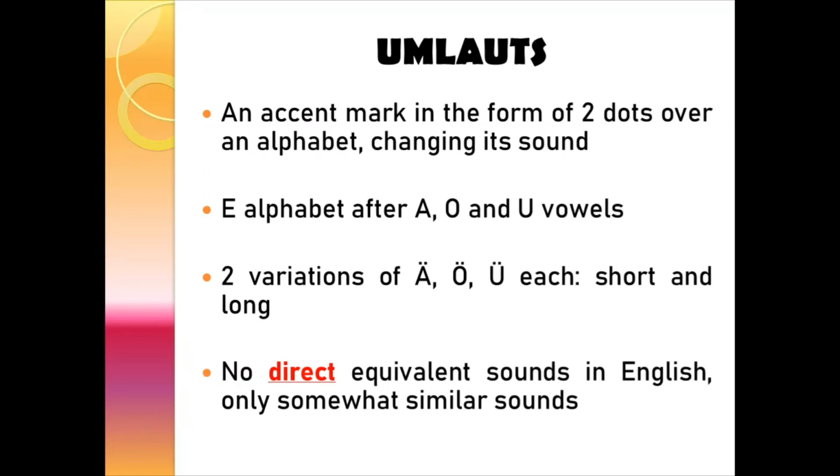Now, A umlaut can also be written in German as A and E alphabets together. O umlaut can be written in German as O and E alphabets together. And U umlaut can be written as the U alphabet and E alphabet together.